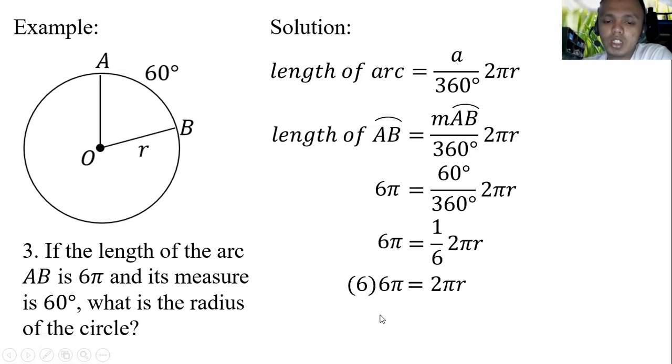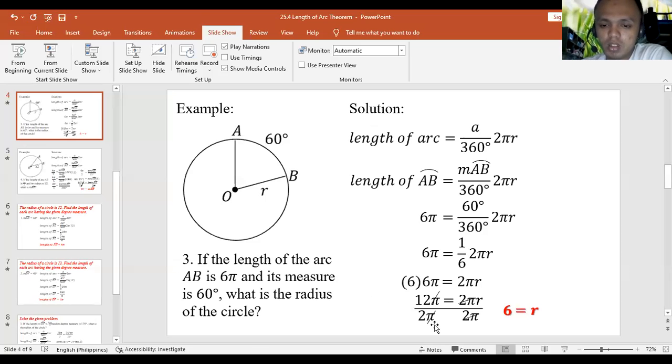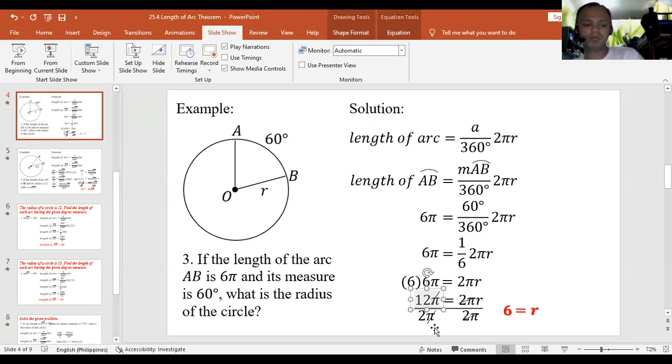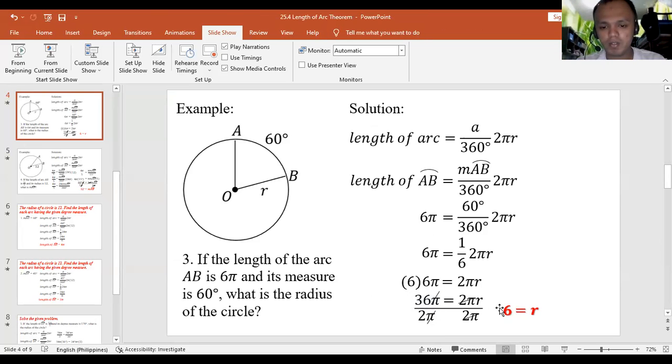We have 6 times 6 is 30. This could be 36. Okay, mali ako dito. This one is 36, no? Then we'll change it to 10.